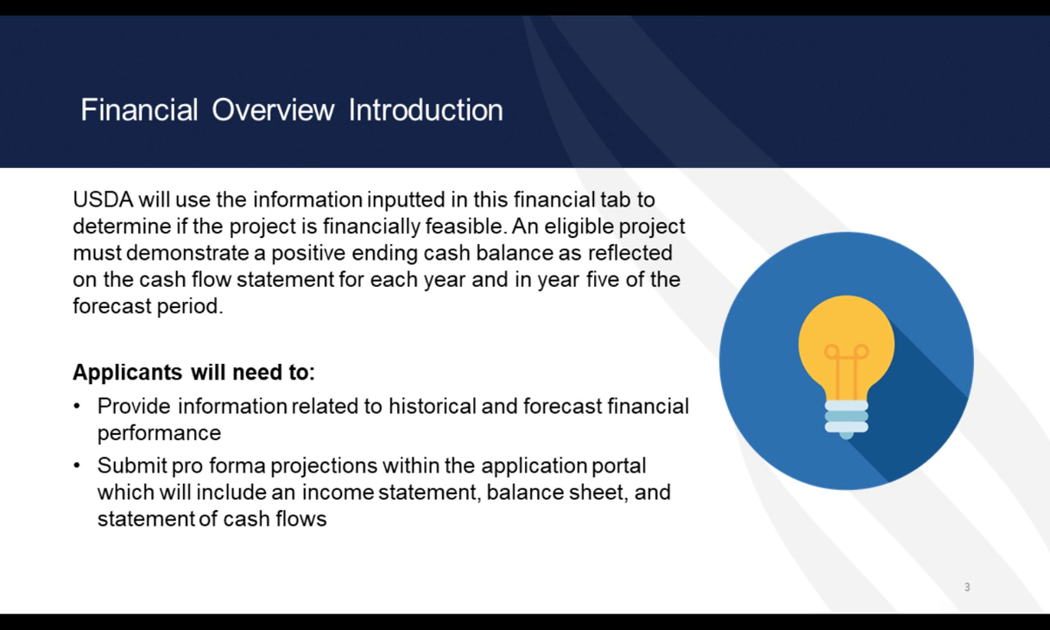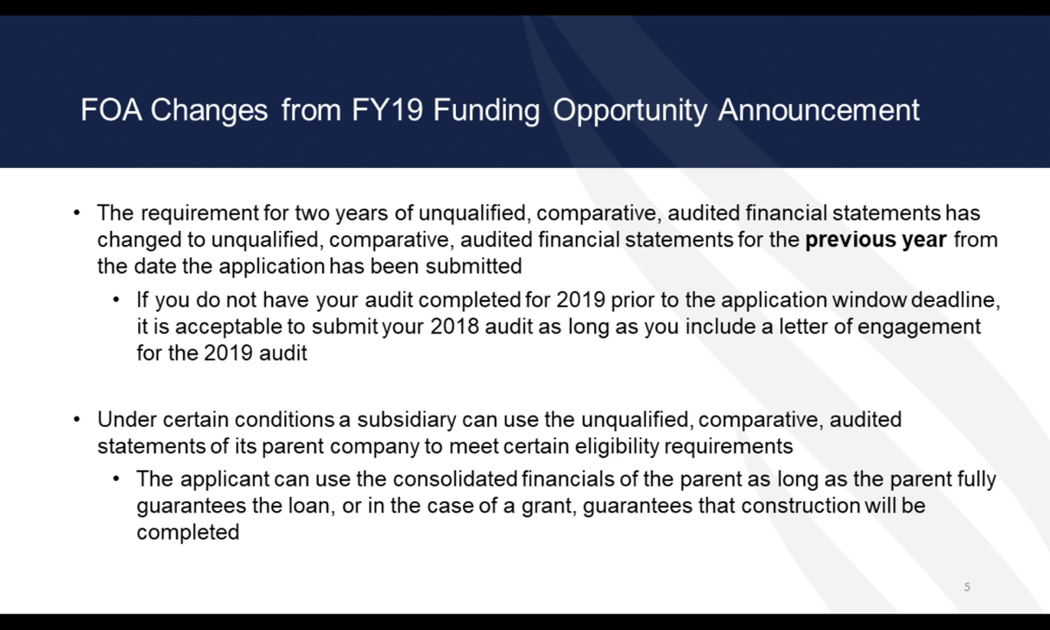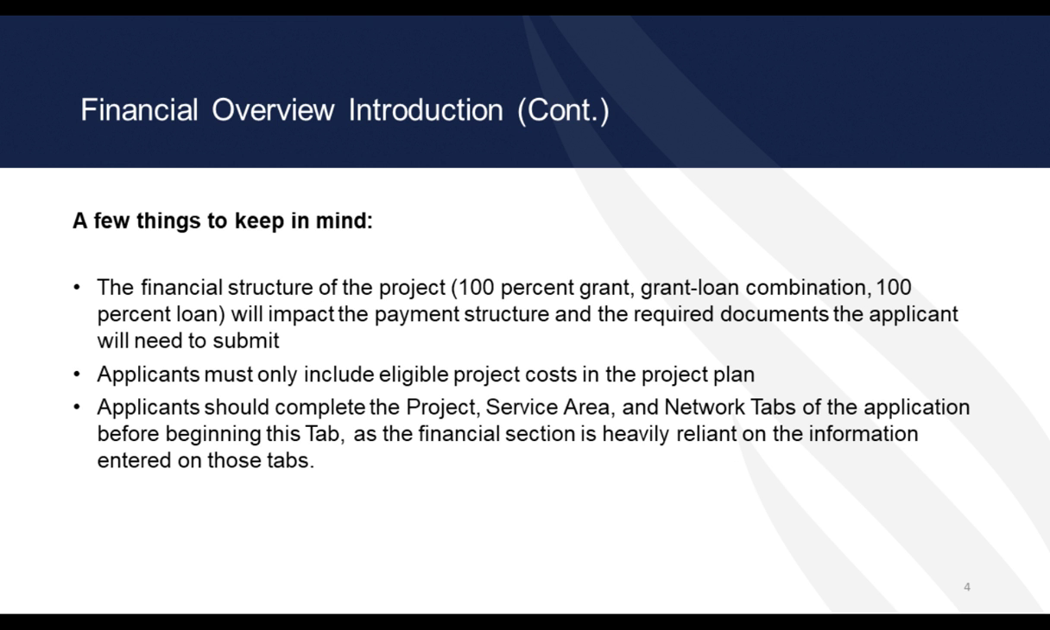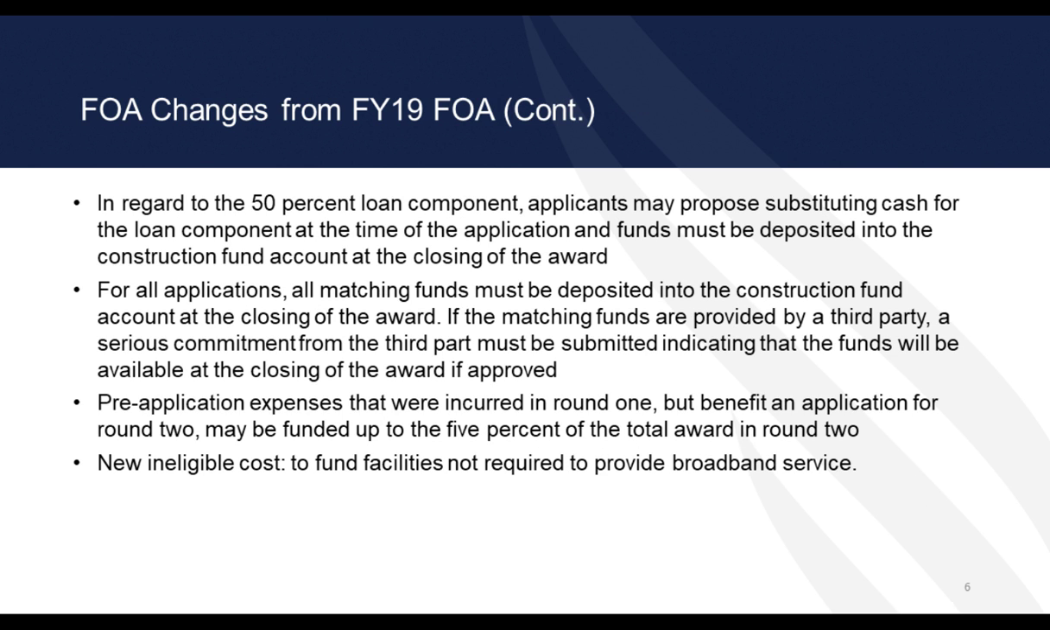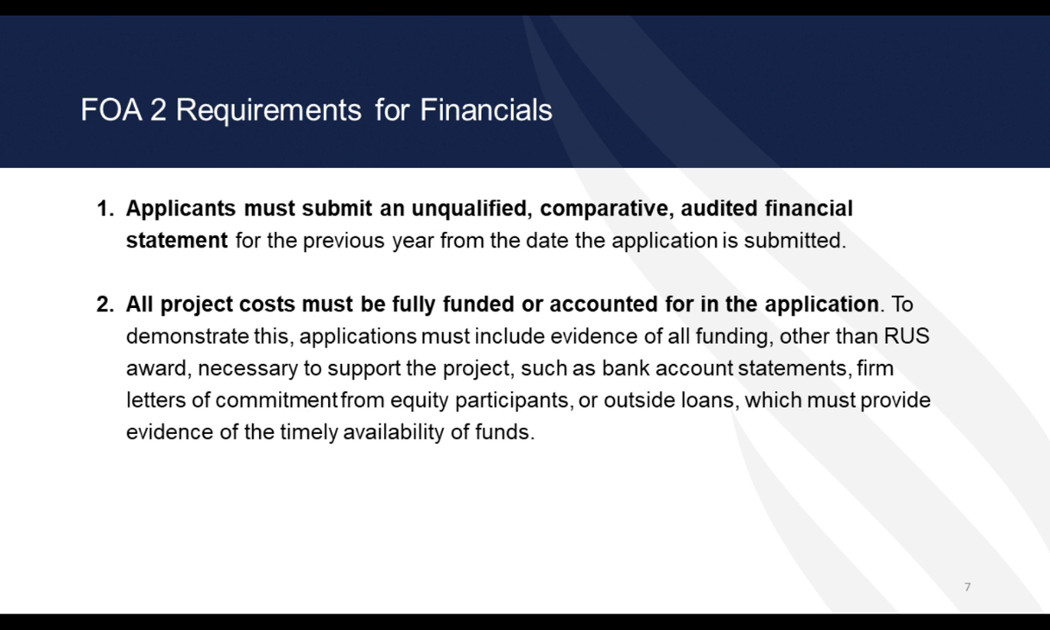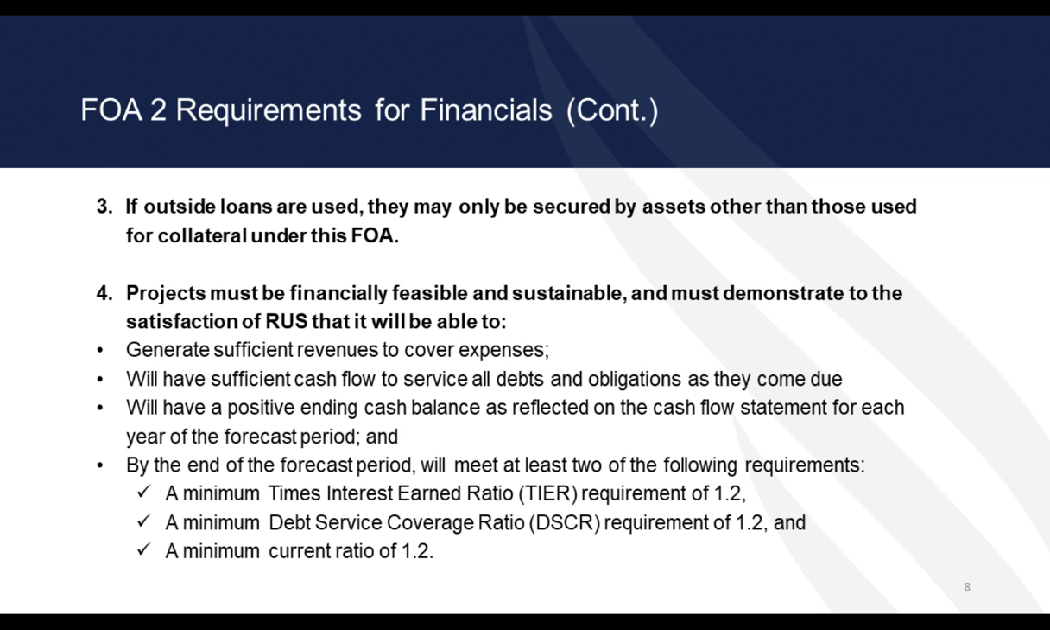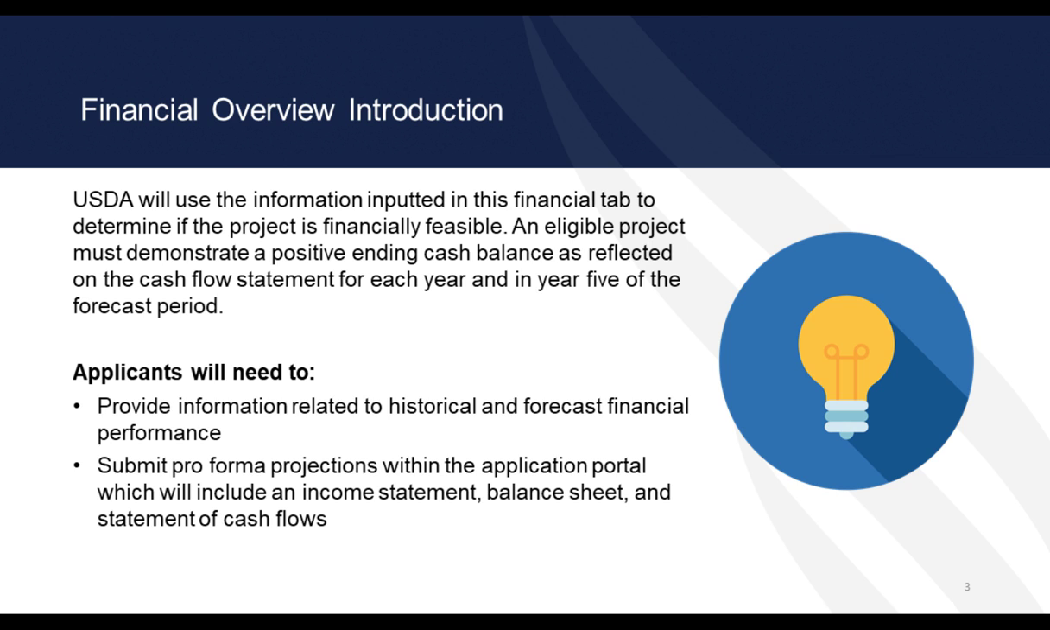To start, USDA will use the information inputted in this section to determine if the project is financially feasible. An eligible project must demonstrate a positive ending cash balance as reflected on the cash flow statement for each year and in year 5 of the forecast period. In this section, applicants will need to provide information related to historical and forecast performance, and submit pro forma projections within the application portal, which will include an income statement, balance sheet, and statement of cash flows.